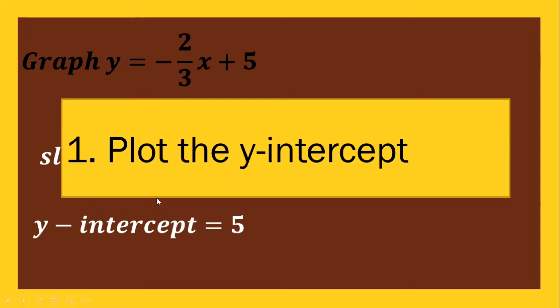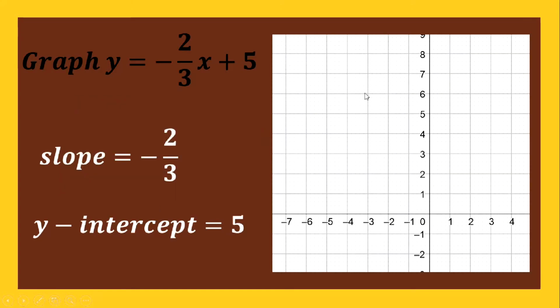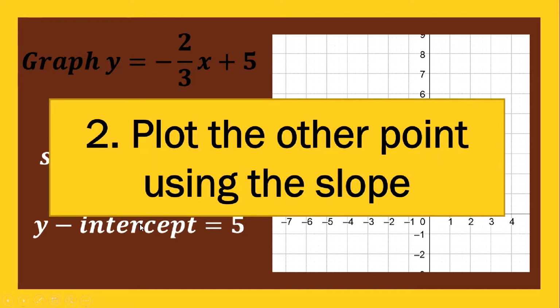So first step, plot the y-intercept. So we have here a Cartesian coordinate system. Since ang ating y-intercept ay 5, andun siya sa positive y-axis. So, nandito sa point na to. So, coordinates, we have 0, 5. Next is to plot the other point using the slope.